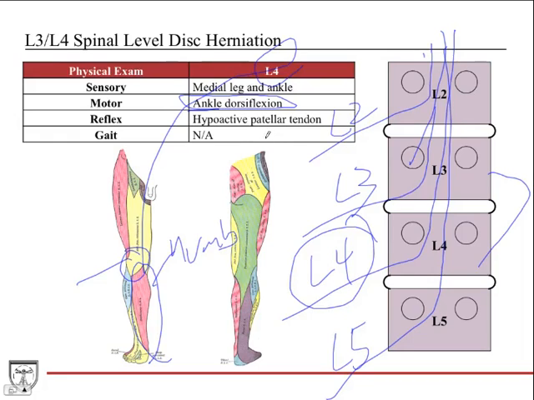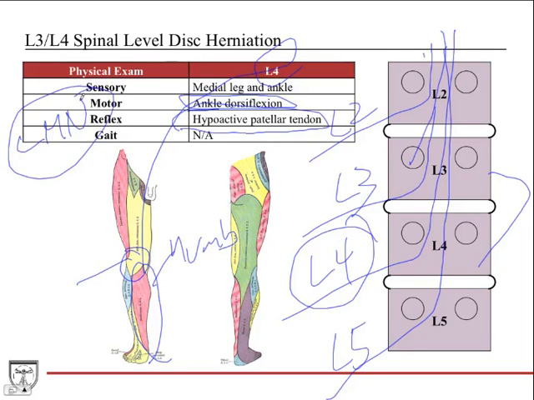lower motor neuron, which is more peripheral nervous system lesions. Even though we're in the spine here, we're in the peripheral nervous system when we're talking about spinal nerves, okay, because we're outside of the spinal cord. So hypoactive reflex is going to be a lower motor neuron sign. So hyporeflexia is a lower motor neuron sign.